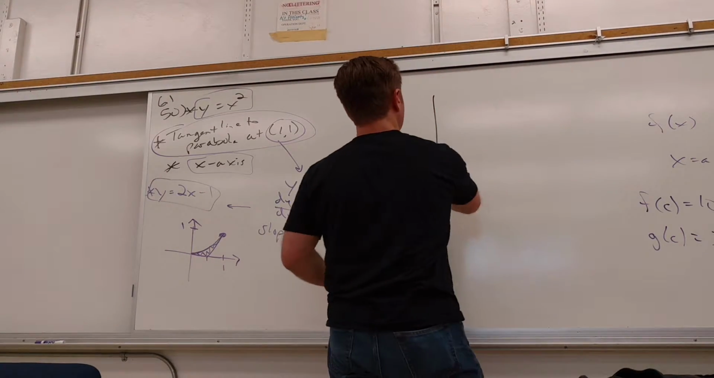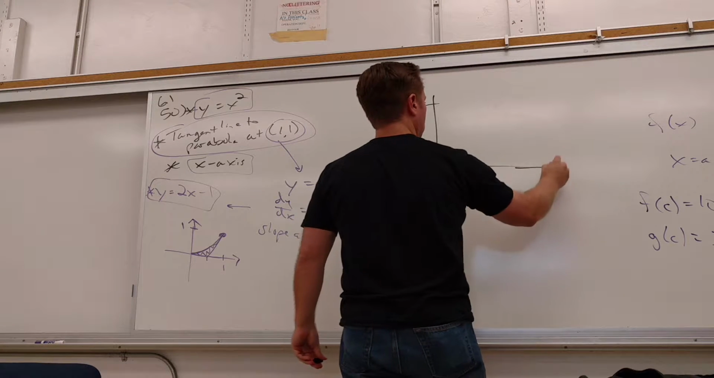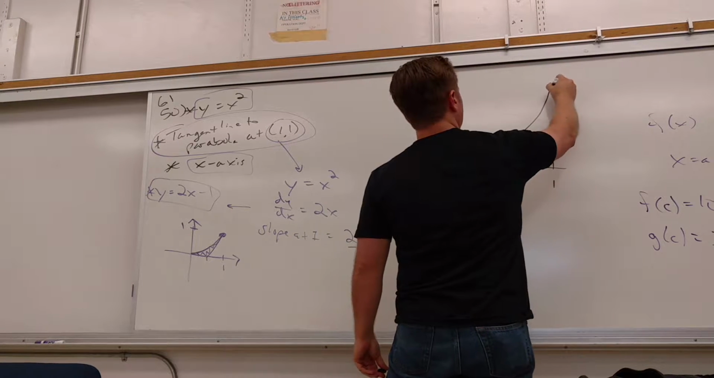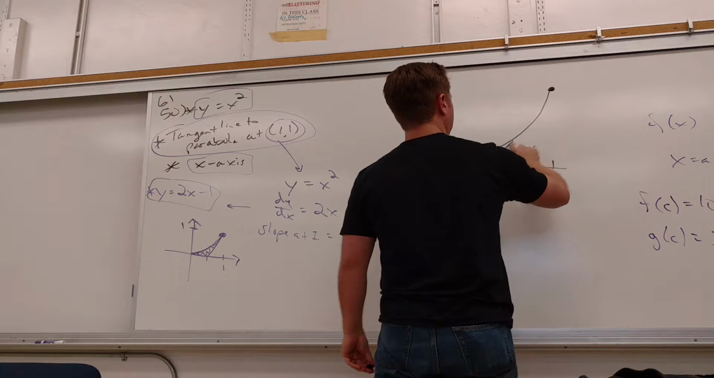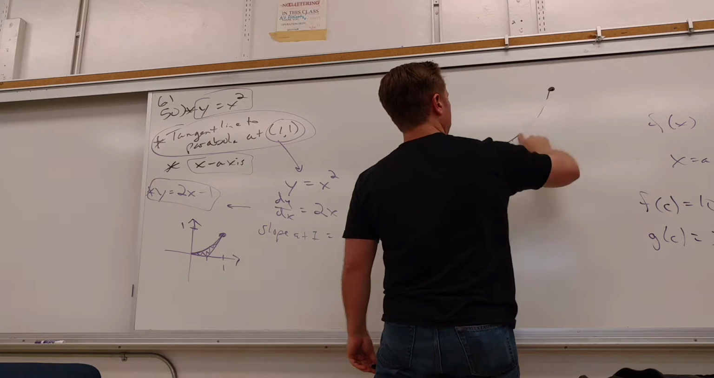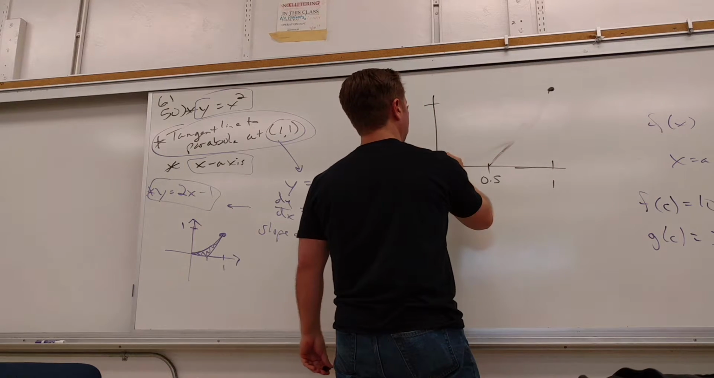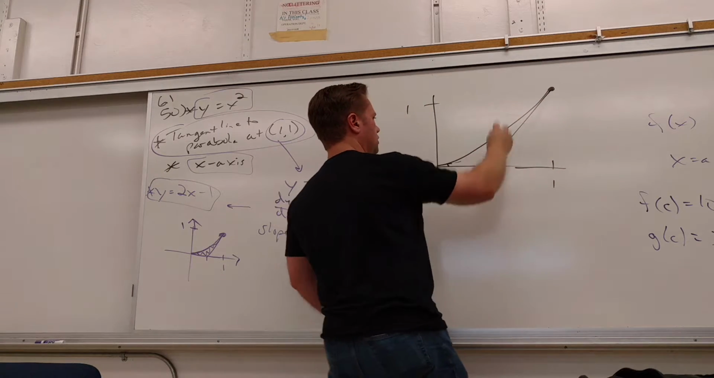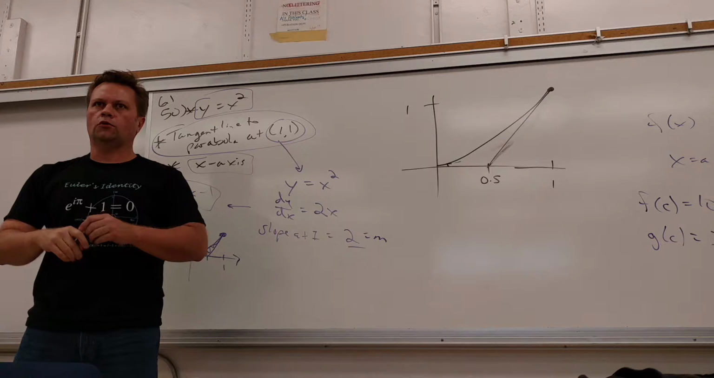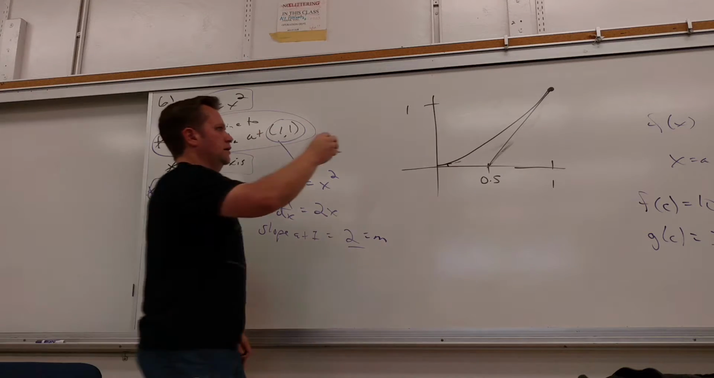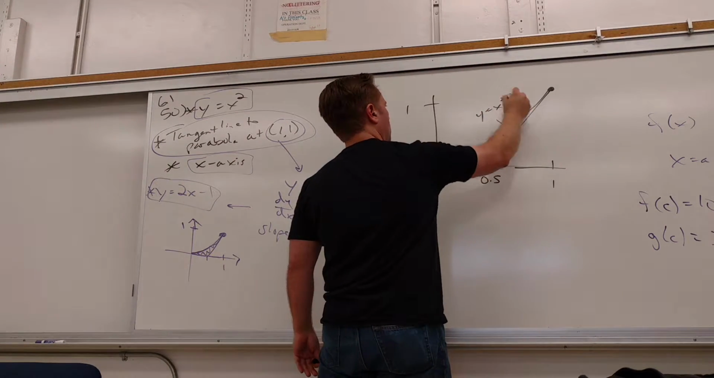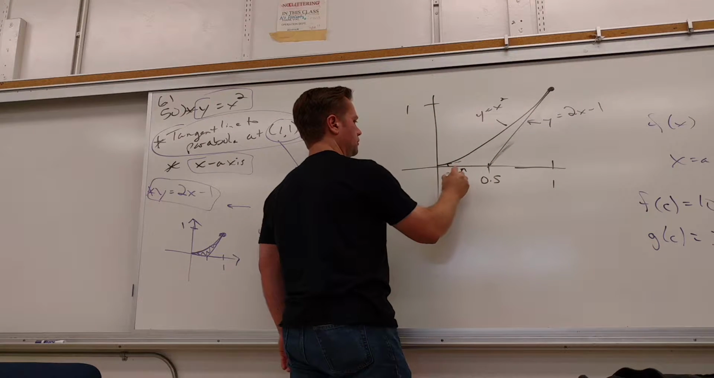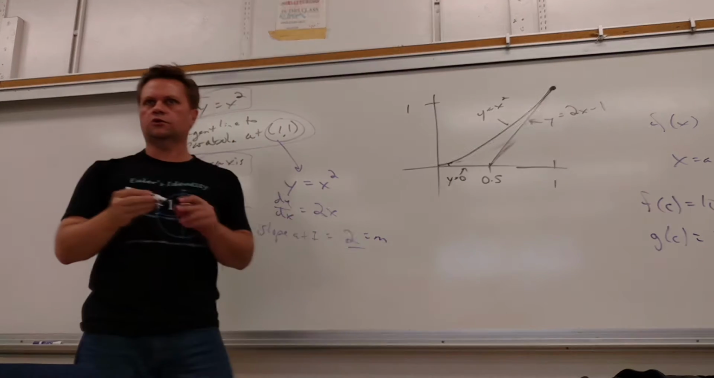So I've got my parabola, and my line. I got this region here. Now notice, this is y equals x squared. This is y equals 2x minus 1. And this is y equals 0. Those are my walls.